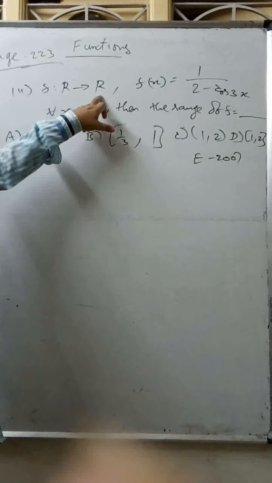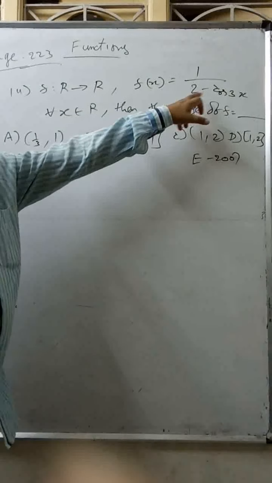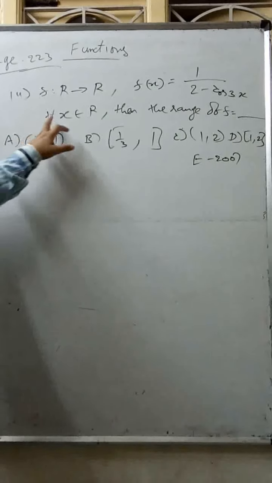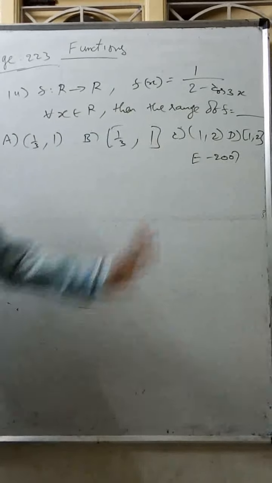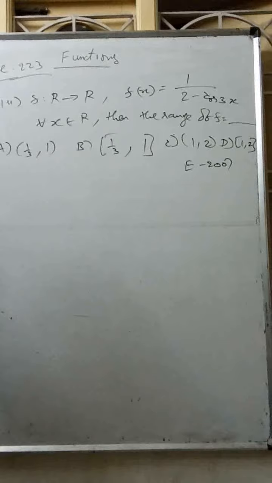f is a mapping from R to R, f of x equal to 1 by 2 minus cos 3x for every x belongs to R. Then the range of f is equal to how much is asked.